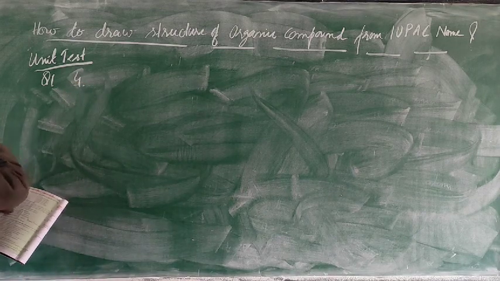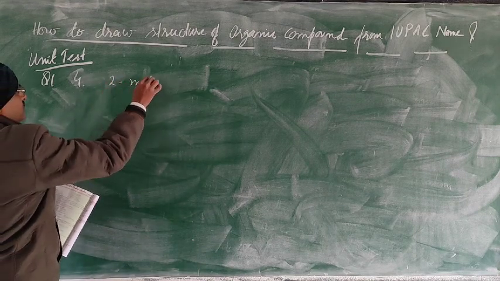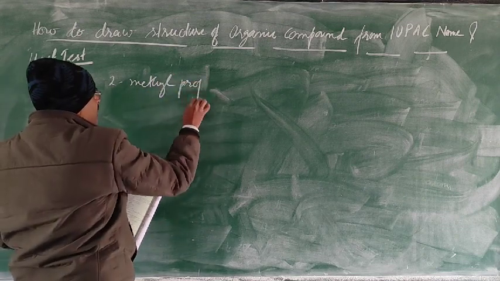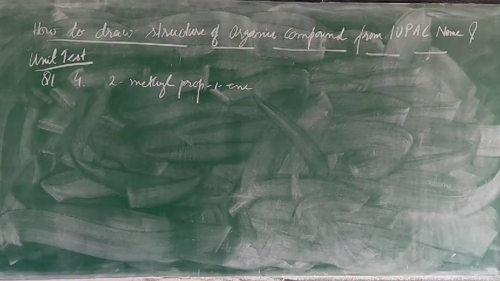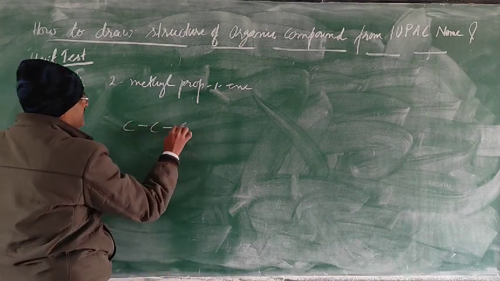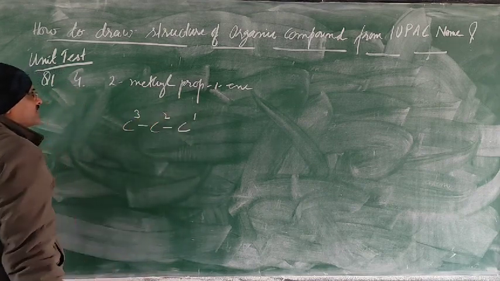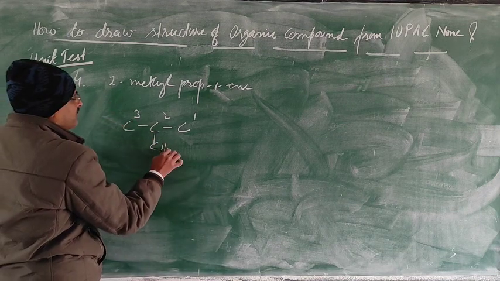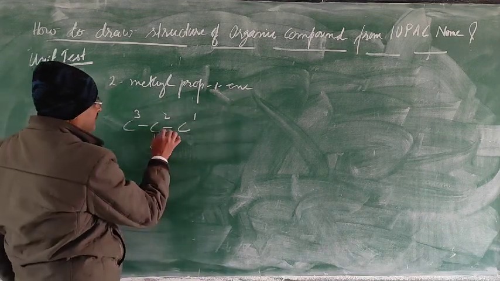The root word here is prop. Prop means 3 carbon atoms. So make a chain of 3 carbon atoms. Then do the numbering 1, 2, 3. Then on the second carbon atom a methyl group is there. Put the methyl group. Then the double bond is given on the first carbon. Then put the double bond.